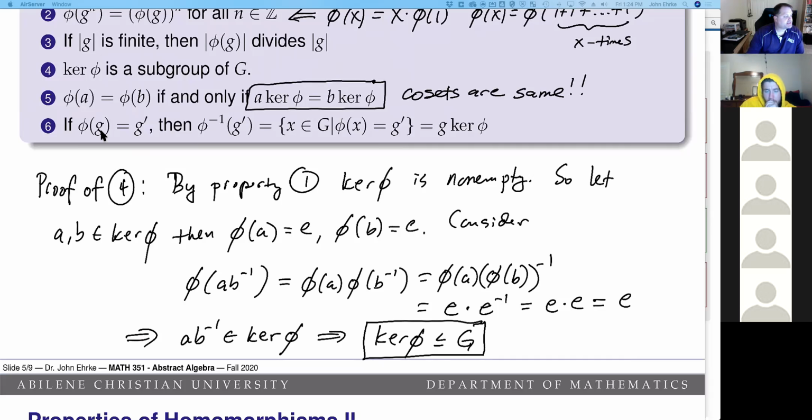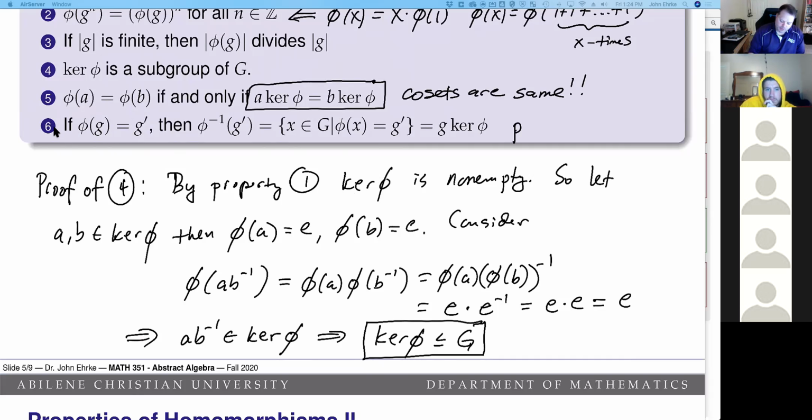So what this means is if the image of a point is the same, then it came from the same coset. That's what that property says. It maps cosets to the same image point. Okay? And then this is a restatement of that, but in reverse. This is actually the more important one to say.